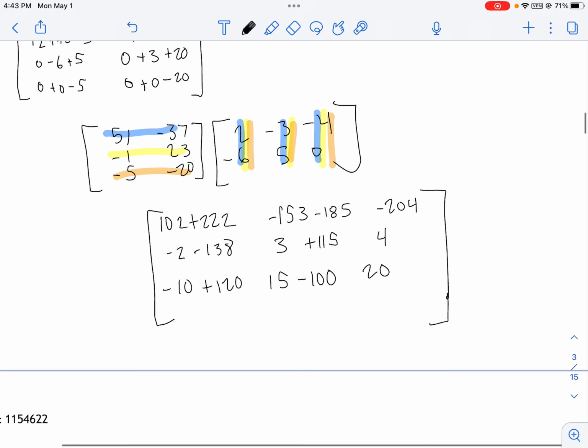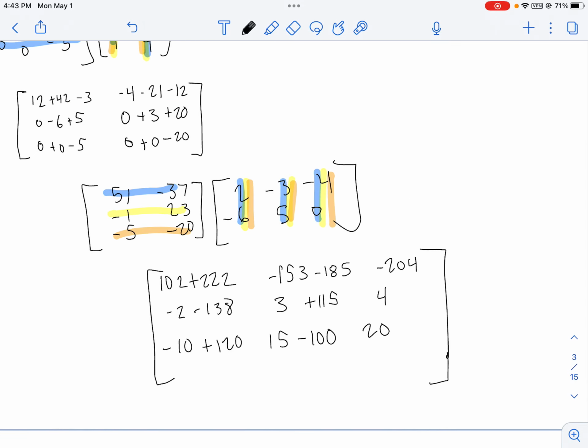Then we simplify one more time and end up with our final answer. It's a 3 by 3 matrix: 102 plus 222, 324. Negative 2 minus 138, negative 140. 120 minus 10, 110. Negative 338 from negative 153 minus 185. 3 plus 115 is 118. Negative 100 plus 15, we got negative 85. And our last column stays the same, since there are no operations there.